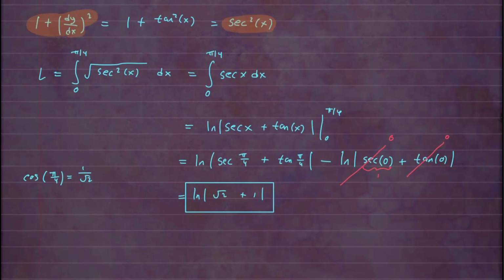Here, you don't have to keep the absolute values, but I'm keeping it. I just chose to keep it. But if you want to drop the absolute values here, that's totally fine, because square root of 2 plus 1 is a positive number. Okay, now let's take a look at the next example.